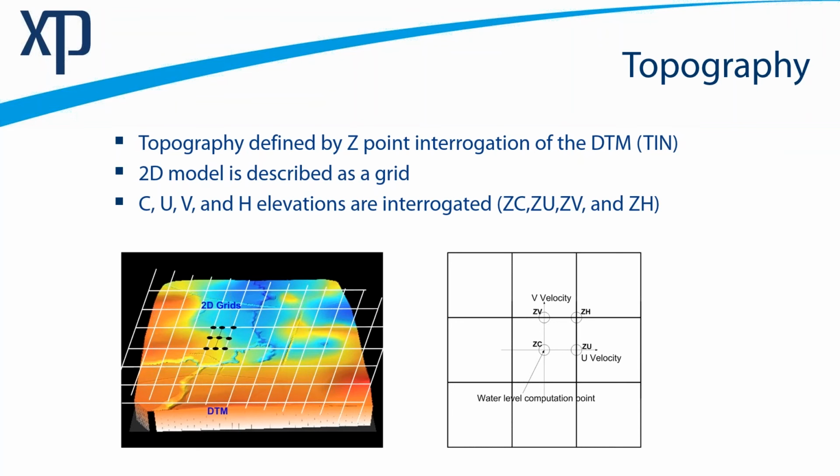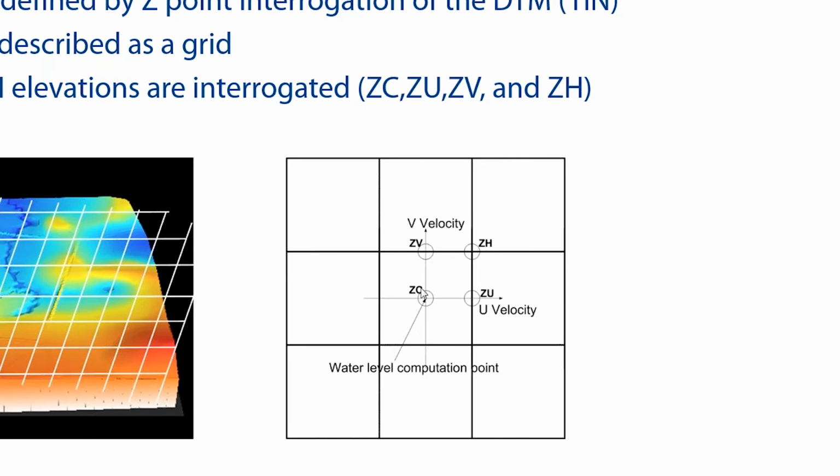So there's basically surface data, and we overlay a grid, and we automatically extract the cell center elevation, the ZC point, the cell side elevation, ZU, ZV, and an elevation at the grid corner. That elevation at the grid corner doesn't have a hydraulic purpose. It's really only for presentation. But the ZC, ZV, ZU points are used in the hydraulic computations.